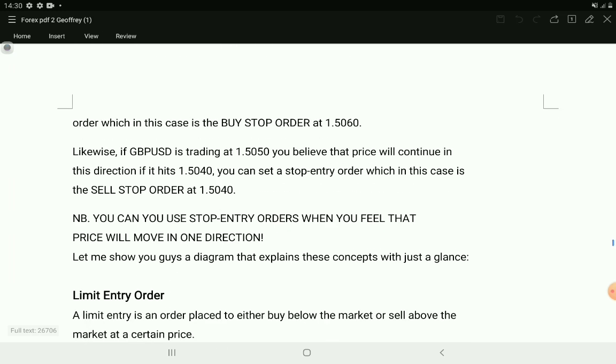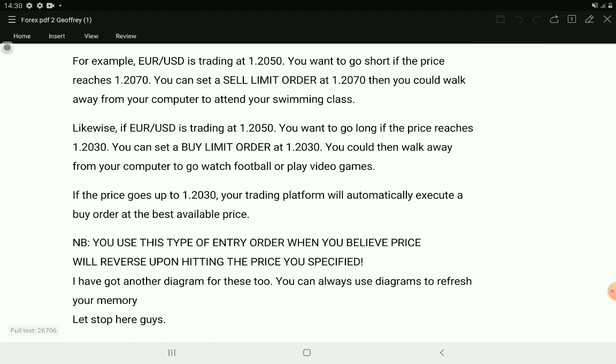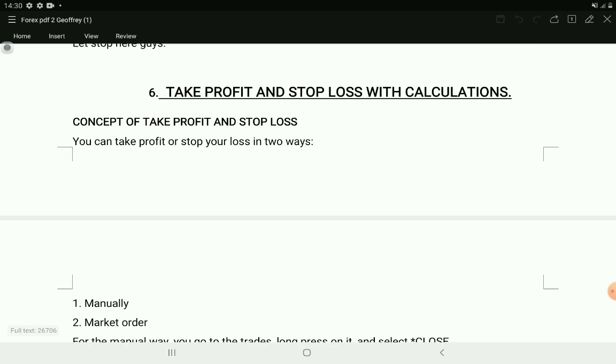Then that is pending orders. We explain all of them, pending and the limit order. Then this is another topic I want us to discuss. That is take profit and stop loss. What is take profit? Take profit is a particular place where you want to exit the market.